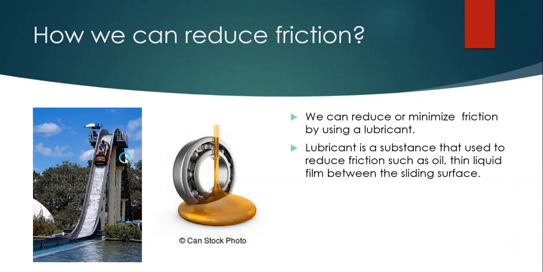Also, in this picture, for the game here, they are using water. When they use water, it will reduce the friction, which means it will maximize the speed. The lubricant, what is the meaning of lubricant first? It is a substance used to reduce friction, such as oil, a thin liquid film between the sliding surfaces.